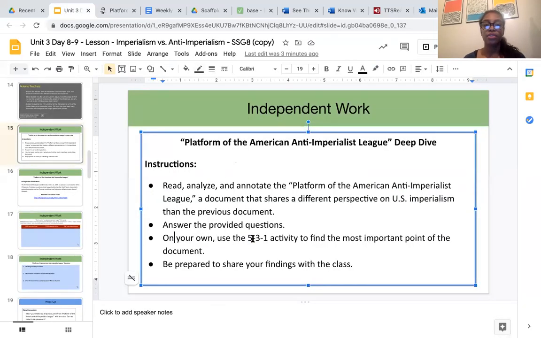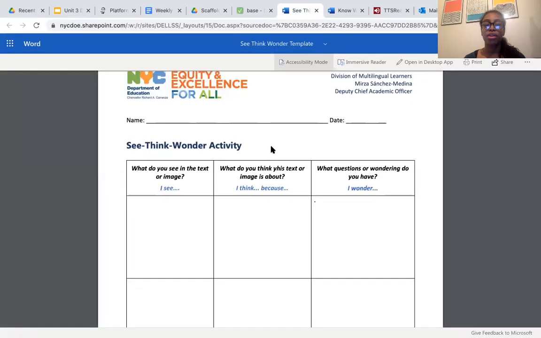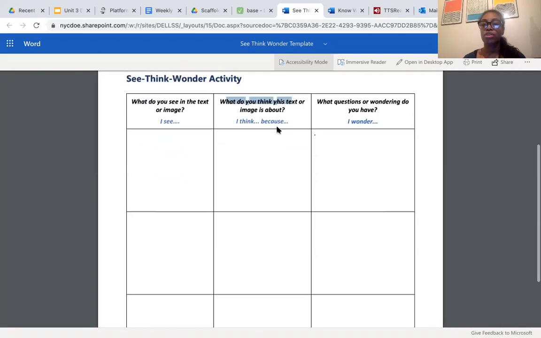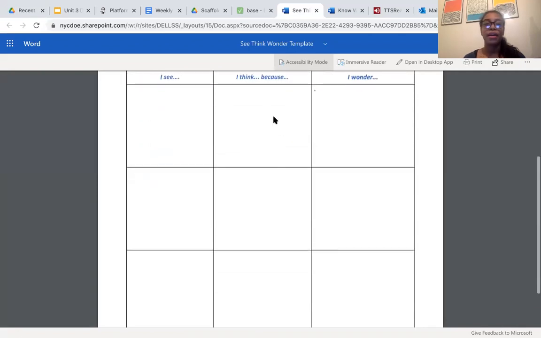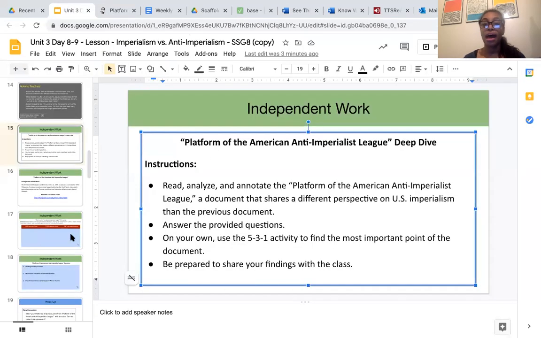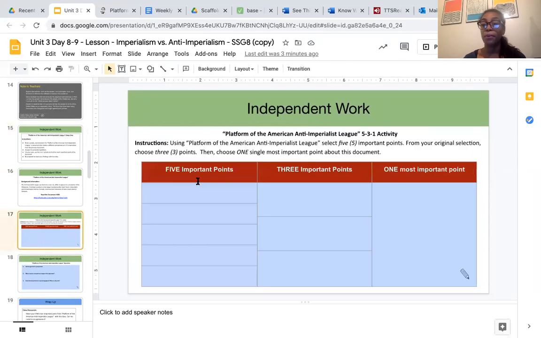And on their own, they're going to be using the 531 activity to find the most important points of the document. This might not be that easy for them. So in that case, I would highly suggest this see, think, wonder activity. What do you see in the text? What do you think this text is about? What questions or wonderings do you have, right? Because that could really help the students unpack those important points.